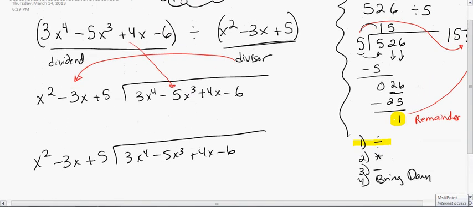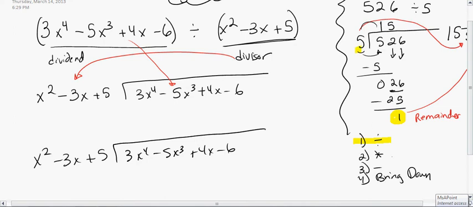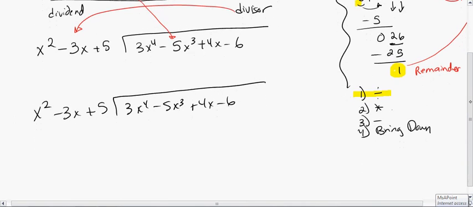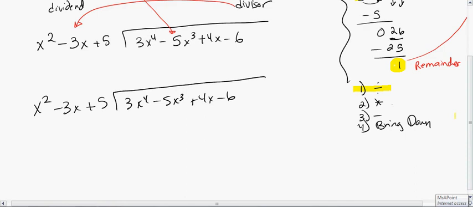Before, when I was dividing, I just had one thing to divide into, the 5. I could handle that, but now I've got this big mess, this x squared, this minus 3x, this plus 5. So we're going to make it a little simpler. We're just going to divide whatever that first term is. We're going to use that as our divisor. And we're not going to divide it into all of this stuff. We're just going to look at the first term, the 3x to the 4th, and ask ourselves, how many times does x squared go into 3x to the 4th? Well, it goes in 3x squared times.